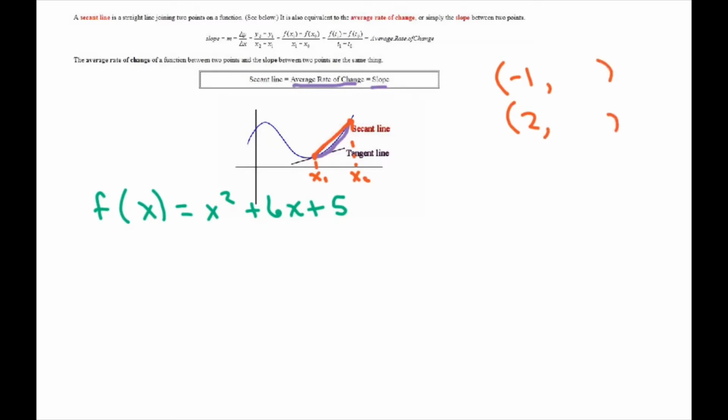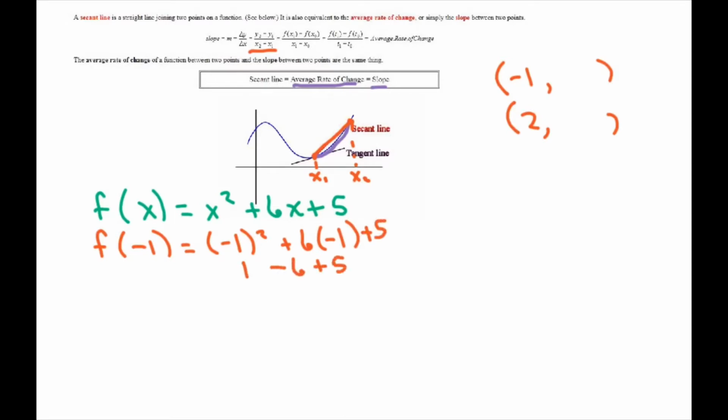So the first thing we want to do is find our y so we can use this formula. So let's plug in -1. So we get -1 squared plus 6 times -1 plus 5. So this is going to be 1 minus 6 plus 5, and that equals 0.